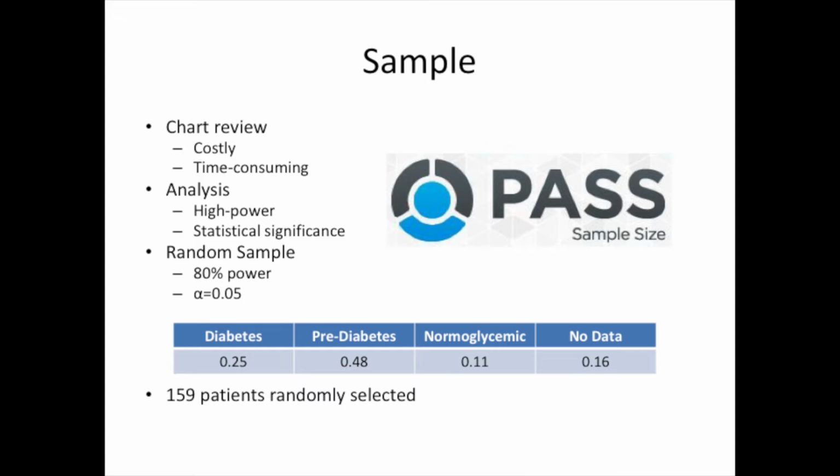We opted to select a random sample of patients from the repository. Using PASS 15 power and sample size software and estimates for proportions of each phenotypic group obtained from national data, we calculated a reasonable size necessary to provide 80% power with alpha equals 0.05 and the proportions shown below for the kappa statistic of inter-rater reliability. Ultimately, 159 subjects were randomly selected for chart review.